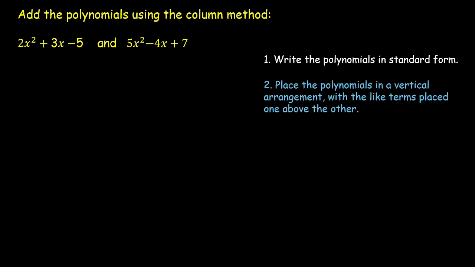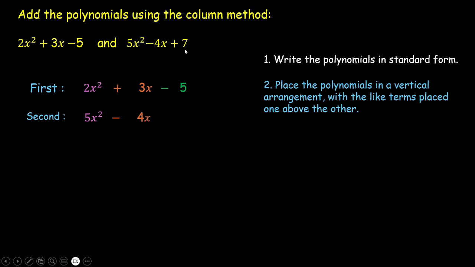The second step is to place the polynomials in a vertical arrangement with the like terms placed one above the other. What are like terms? The terms which have the same variable raised to the same power. 2x² and 5x² are like terms. Similarly, 3x and −4x are like terms. So, let us write the first polynomial, and for the second polynomial, we will place 5x² just below 2x², −4x just below 3x, and 7, the constant, below the constant.